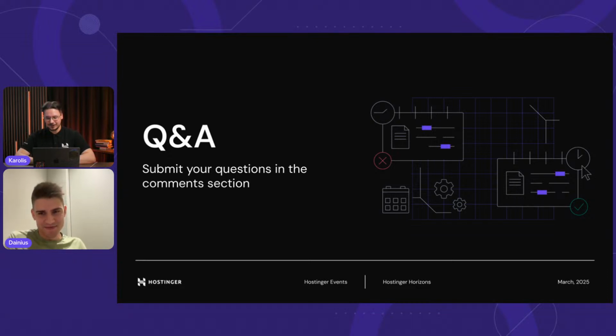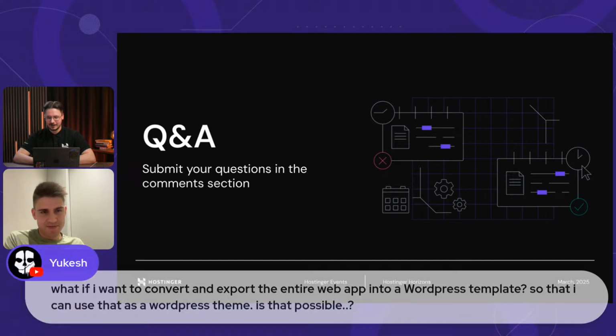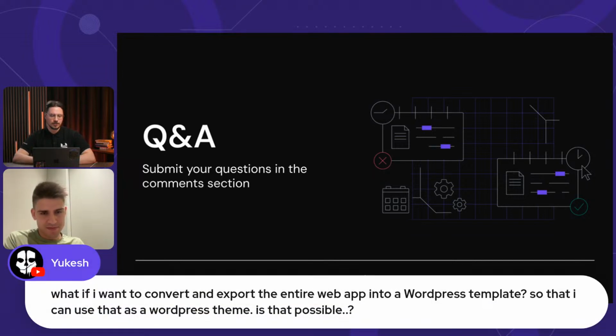All right. I see another question by Yukesh. He says, what if I want to convert and export the entire web app into a WordPress template so that I can use a WordPress theme? Is that possible? From my experience, unfortunately, it's not possible at this particular moment because it is using a different framework than WordPress. What you can do is create an identical WordPress site and try to put everything into similar places, use plugins for any functionality that you're looking for. But a web app is going to be very separate and very different from WordPress in general. So it's going to be a no on this one quite yet, but you never know what the future may hold.